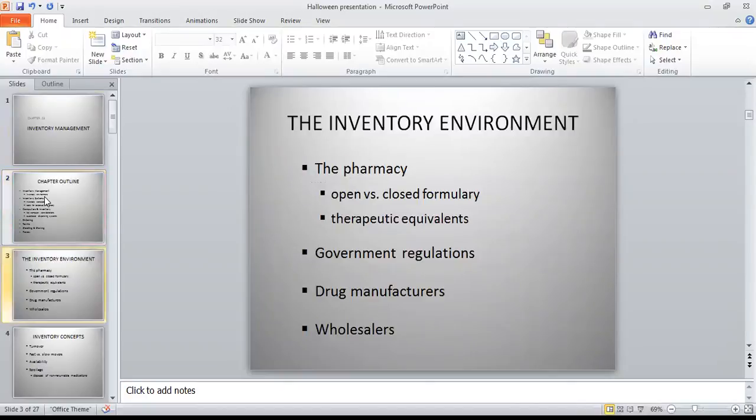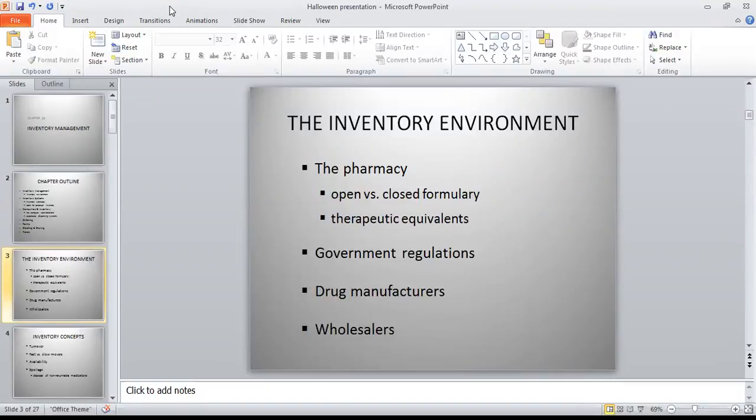The inventory environment for the pharmacy is multifaceted. We have open formularies versus closed formularies. An open formulary is one that has very few restrictions on it. Closed formularies are what a lot of insurance companies have. Basically, it means we don't pay for everything. An open formulary means that all drugs are covered. Some pharmacies will have a semi-closed formulary, in that they won't carry certain drugs.